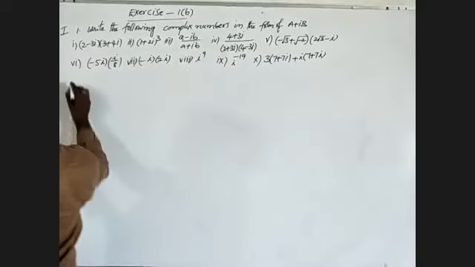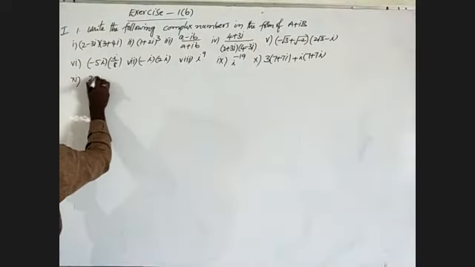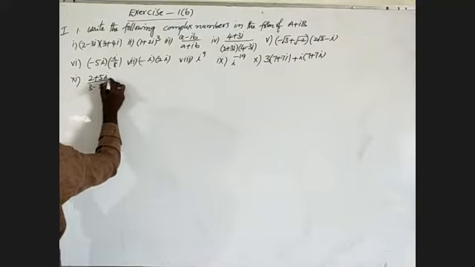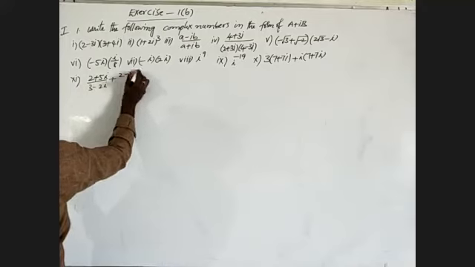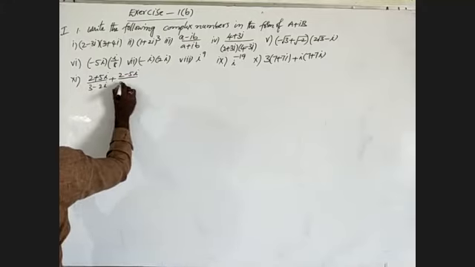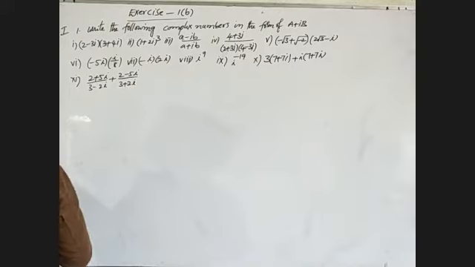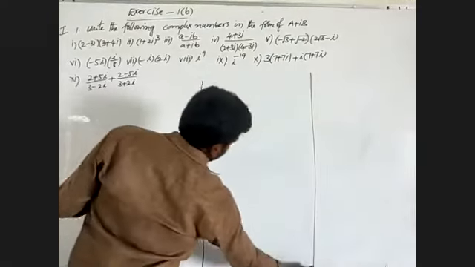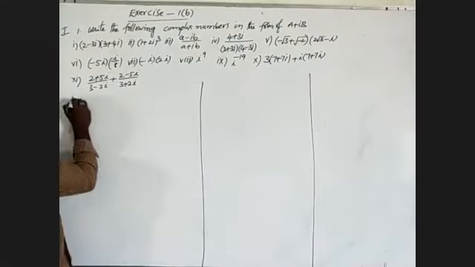And one more thing, the last one, 11th one is 2 plus 5i by 3 minus 2i plus 2 minus 5i by 3 plus 2i. We will observe in this one. The first one is: find the following complex number in the form of a plus ib. First, I will take the first one.